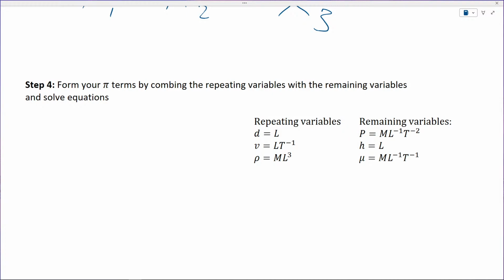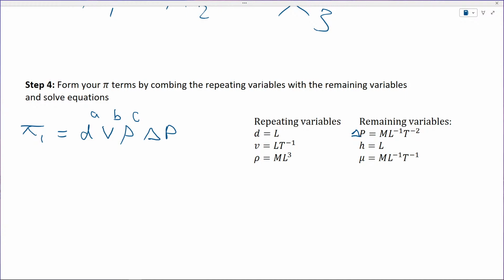Do you remember how we did this? Basically, we will say pi 1 is equal to v, d, rho, and my first repeating variable, which is delta p, the drop in pressure. Remember, here we need to make this dimensionless. We know that this guy is dimensionless. So we need to find the power of each guy to make the right hand side also dimensionless.